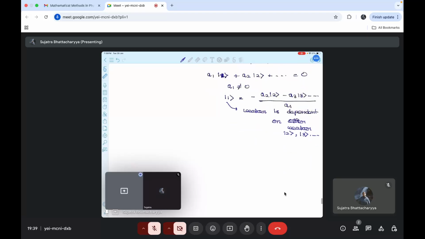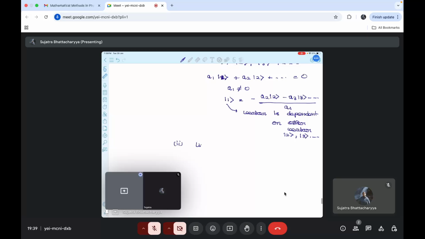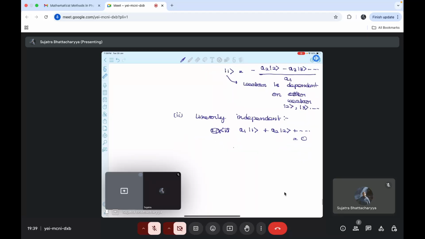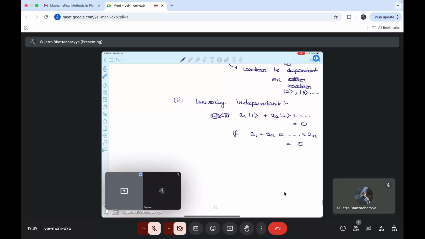Now the second part is linearly independent. It is just the opposite. Linearly independent means that you have a1 v1 plus a2 v2 and so on, set equal to 0, and if a1 equals a2 equals so on, that is, all coefficients are equal to 0, then it is linearly independent. It's not dependent on anything.